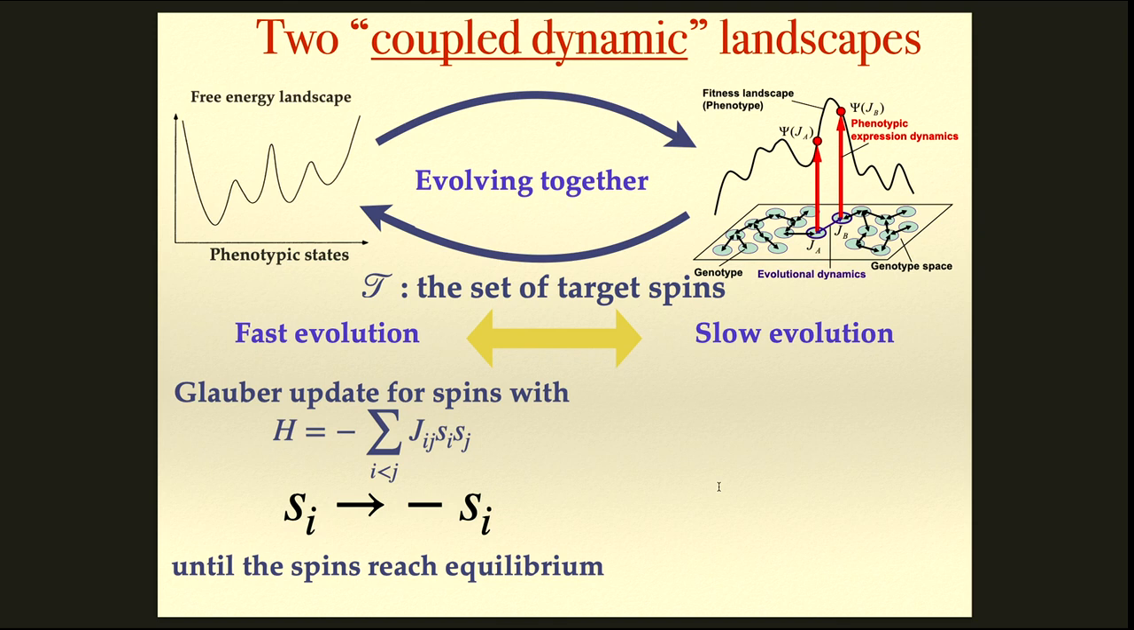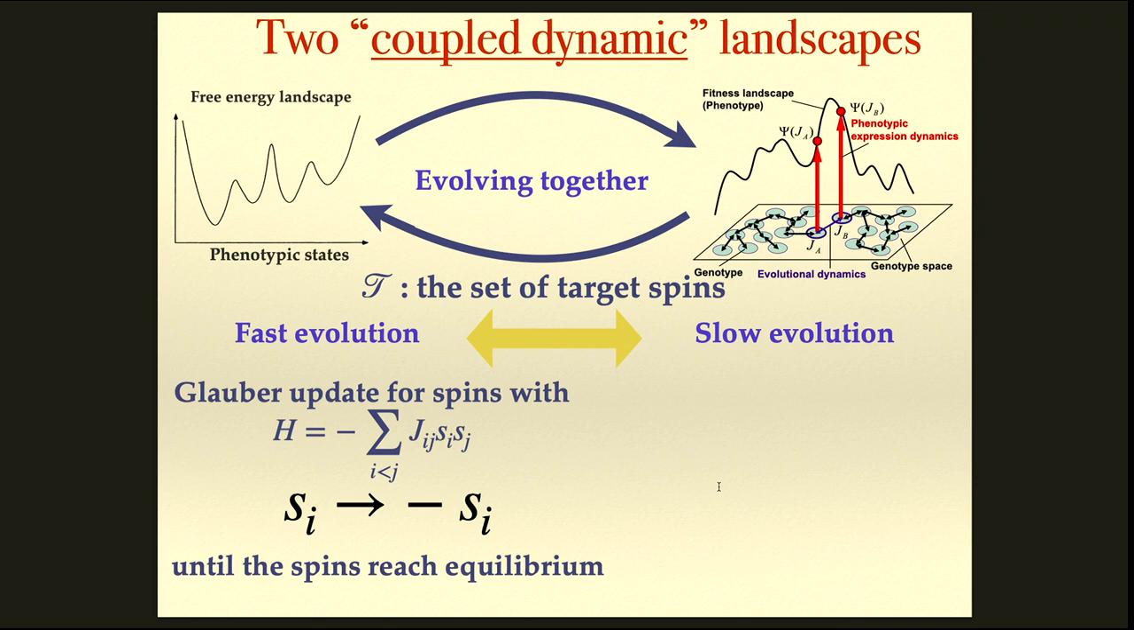This, many of you have seen it, maybe. This is just a global update dynamic of the spin so that you try to minimize the energies over time. And at each step, you just randomly pick one spin and then flip it. So you do that evolution, Monte Carlo simulation, until the spin configuration reaches equilibrium.